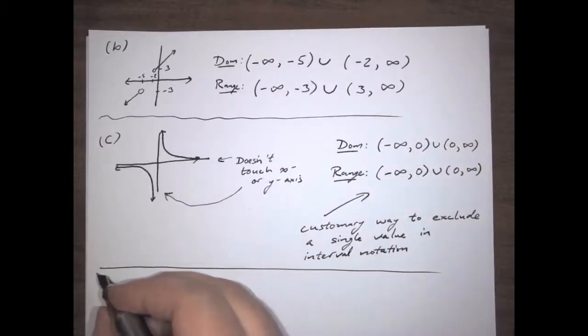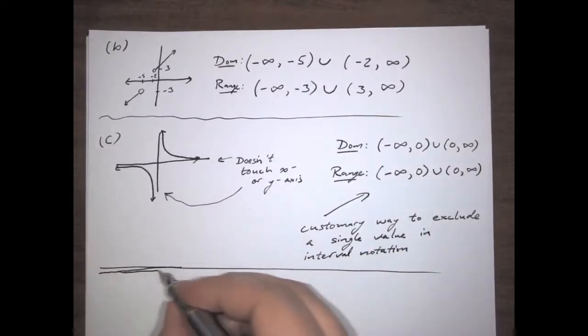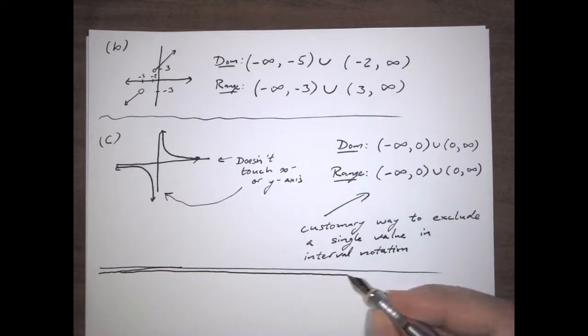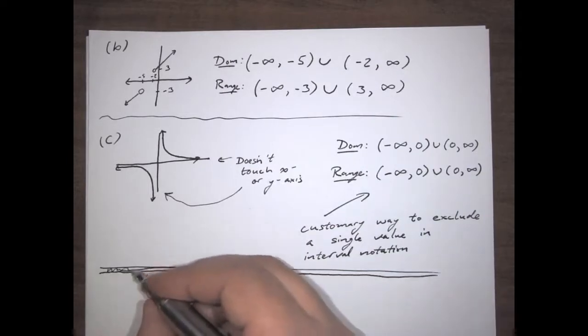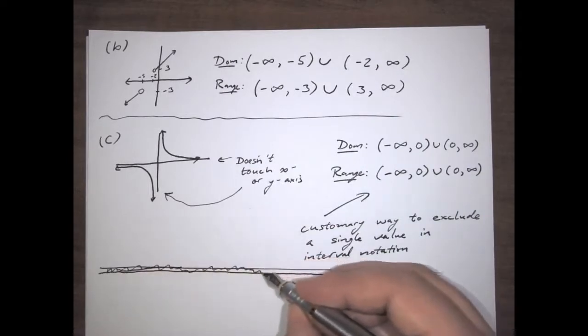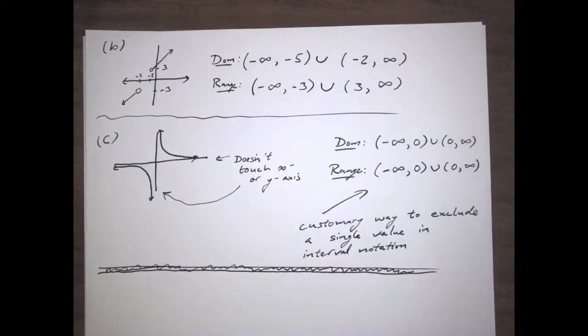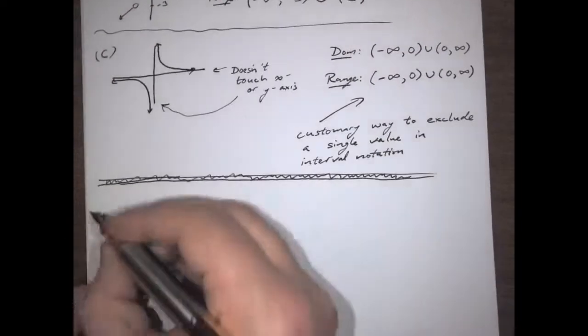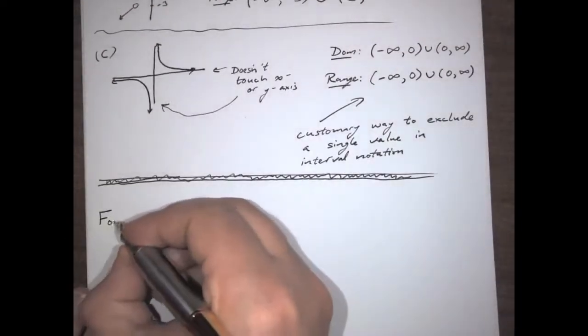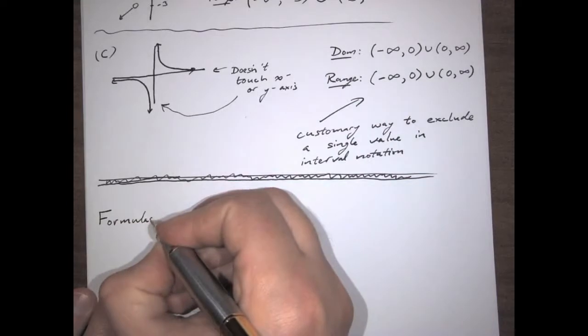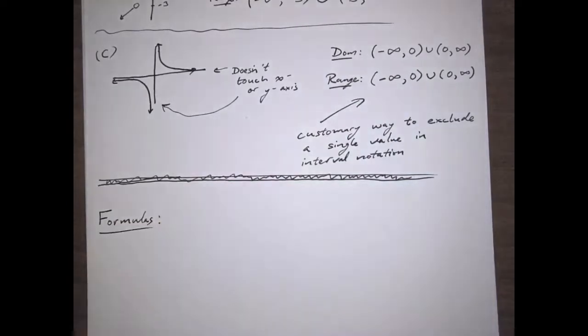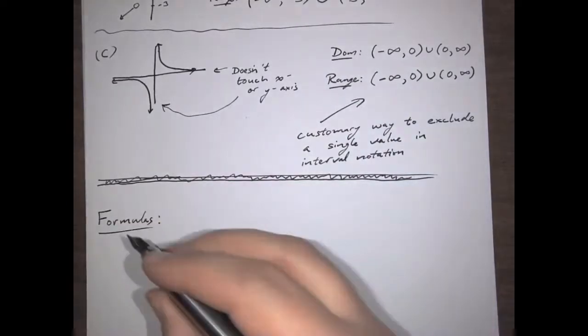All right, so this is what you do for graphs. You just look at the graph, you look at what x values are represented, you look at what y values are represented, and then you can stitch together the appropriate intervals for each one. But if what we're talking about is not graphs but formulas, then it's a little bit different. So finding the domain.